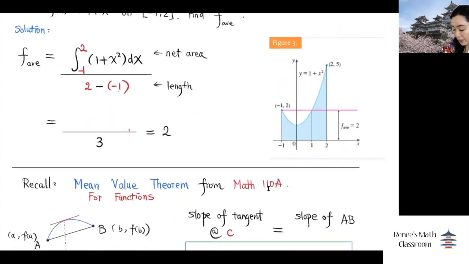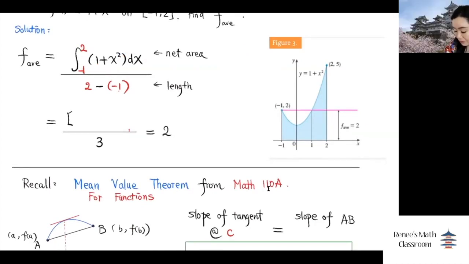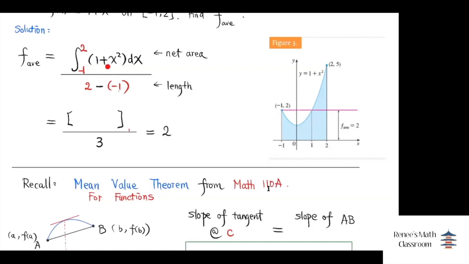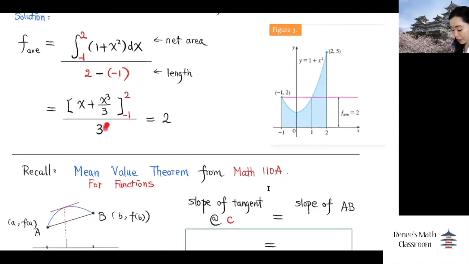Now we just need to find this integral over here. So we find the antiderivative. What would that be? What's the antiderivative? x plus x cubed divided by 3. Yes, you got it. So it is x plus x cubed over 3. And then we're going to evaluate this from -1 to 2. And if you do the calculation, that will be 2.